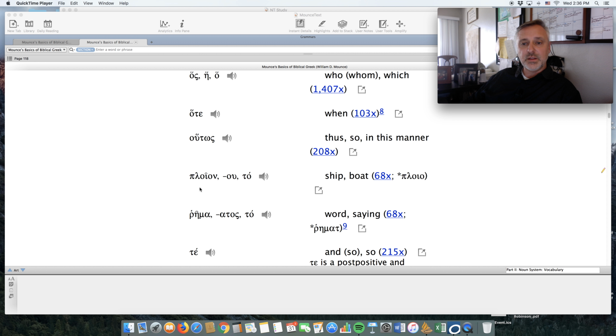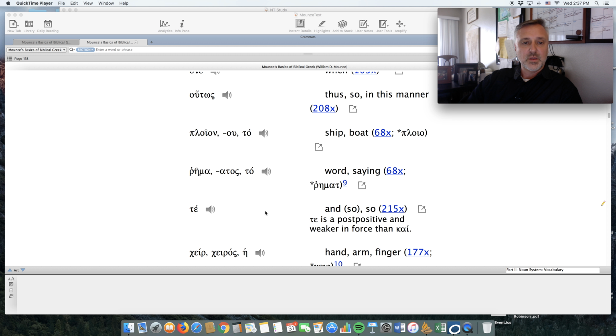All right, here we go. Ploion. Ploion is ship or boat, and it is neuter, to ploion. This is probably in here predominantly because of the Gospels and because of the book of Acts. So ploion is a noun that means ship or boat. All right, here we go. Rhema, to rhema. Rhema is a mat stem, as you can see here in the genitive singular. Rhematos is the genitive singular form, meaning word or saying. Here's the stem, rhemat, and it has a rough breathing above the rho.